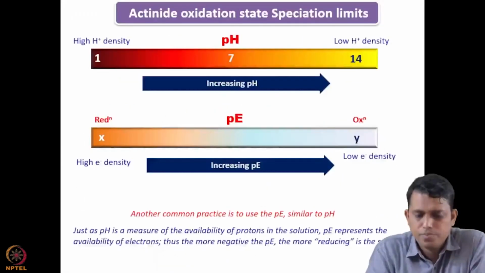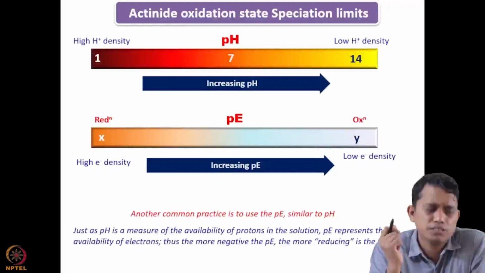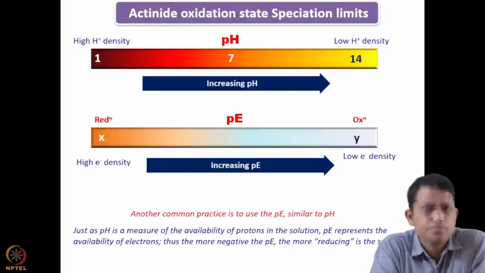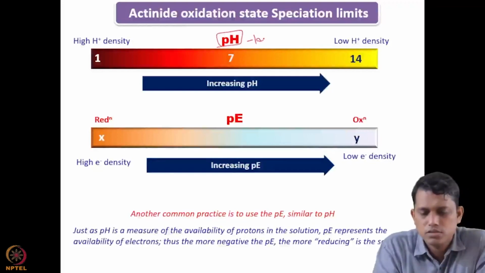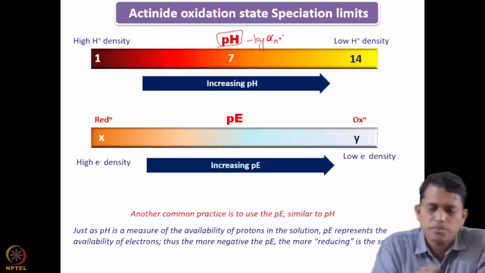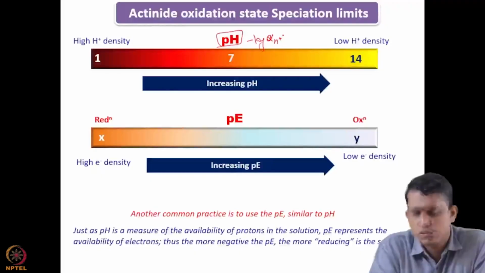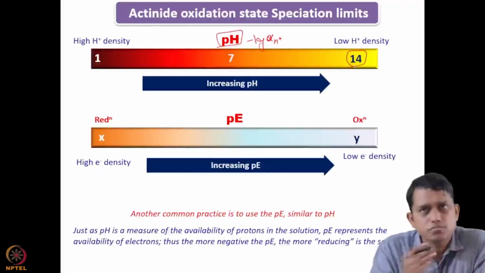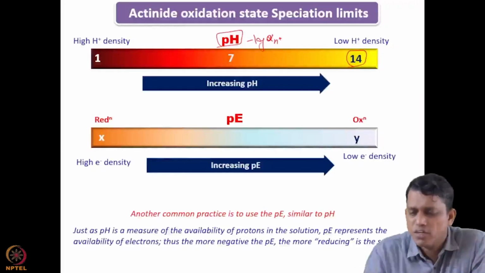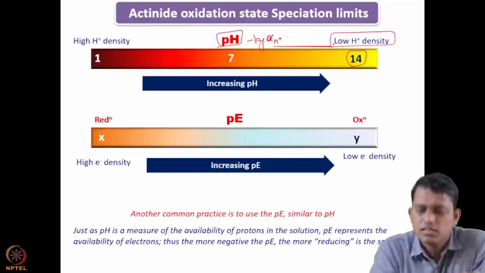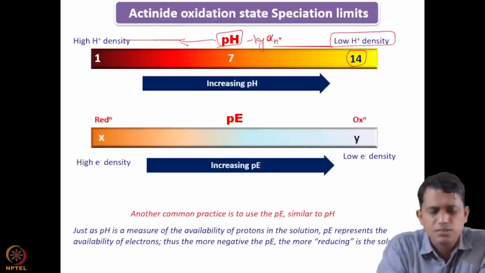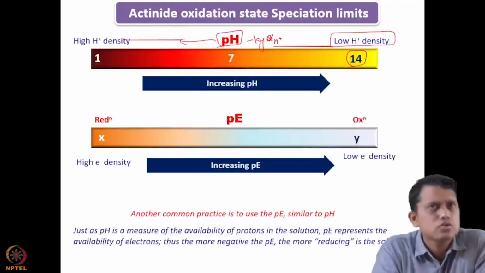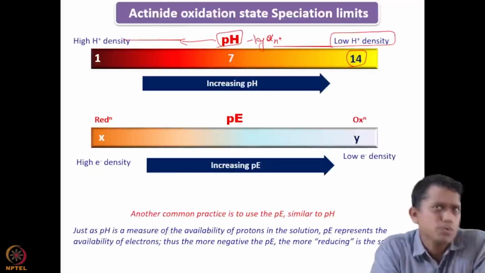Let us assume, for simplicity, a pH, which we all know is minus log of the activity of protons. The pH is neutral at 7, and when we increase the pH to the higher side, in the range from 7 to 14, we have low proton density, meaning the solution is becoming less and less acidic. When we decrease the pH, we have high proton density.